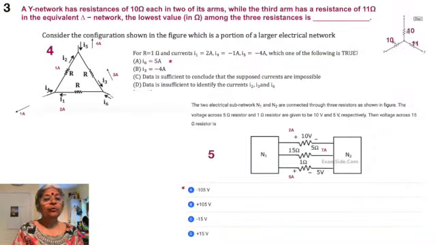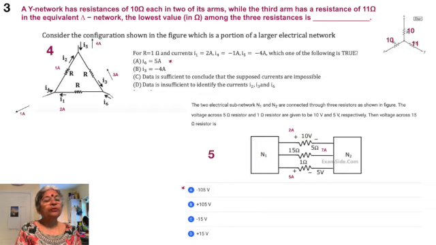So I've just given a structure such that you need not draw. You can think about it having two arms with 10 ohms, while the third arm has a resistance of 11 ohms in the equivalent delta network. The lowest value in ohms among the three resistances: if you want to get the lowest value, in addition the lowest values should come, and in division the denominator should have the highest value. So it is going to be 10 plus 10 plus 10 into 10 divided by 11, as simple as that.